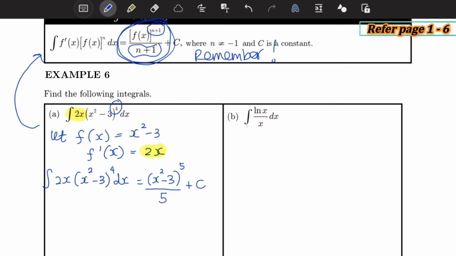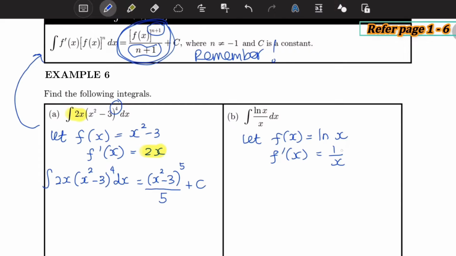And next question, we have ln x divided by x. So we let fx equal to ln x. And f prime x is 1 over x.